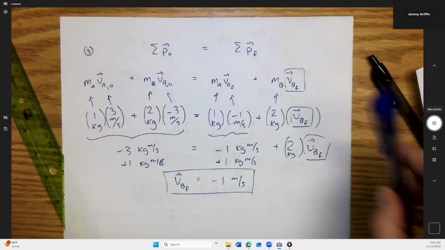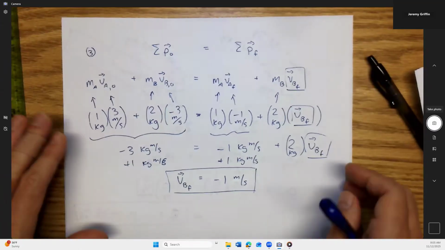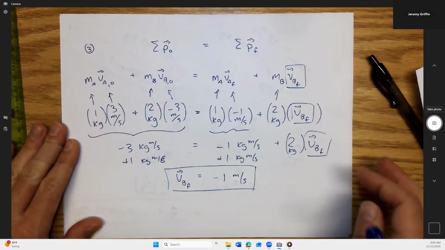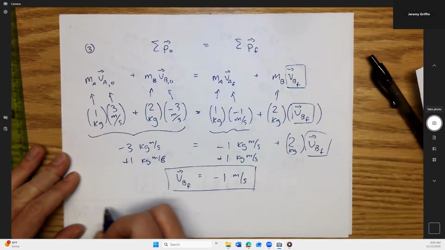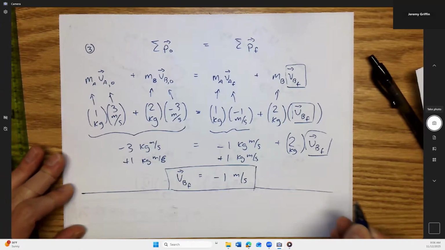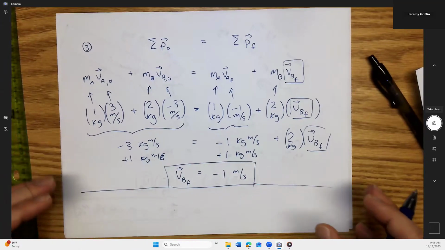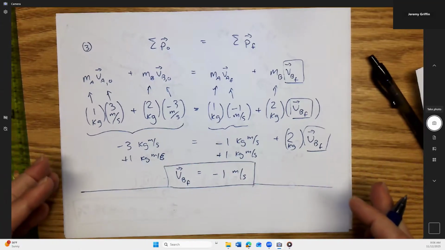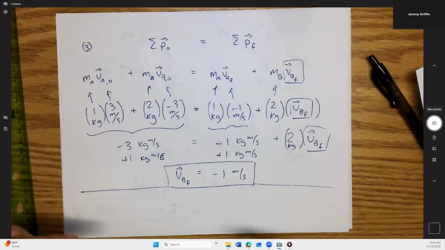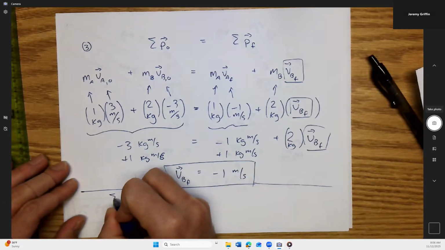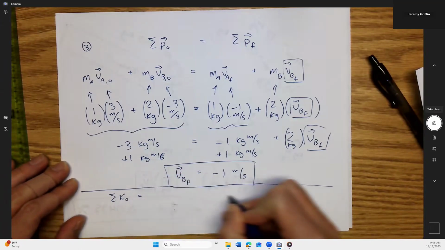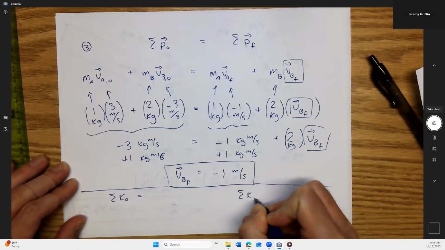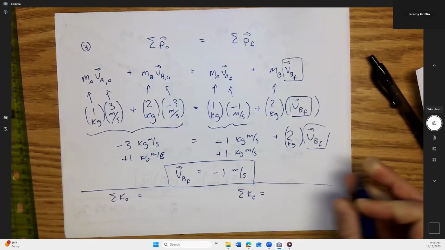I want to do another question related to this, though. The scenario is: what if I add up all the kinetic energy before and after? Because what has to happen to kinetic energy anytime they stick together? It will always decrease. So if I do the sum of kinetic energy before and the sum of kinetic energy after, I will just do this on my calculator screen.